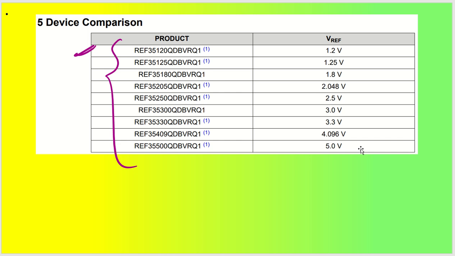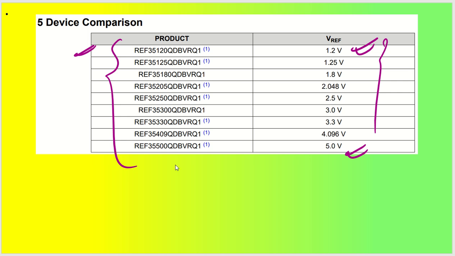If you need any part number, you can take a screenshot of this, or you can go to the data sheet and find the device comparison, where you will have all these part numbers for different voltage references. So this IC can give you 1.2 volt to 5 volt variations. These are the different part numbers for different voltage references. Now let us get into the design mode, like how we can design circuits using this particular IC.